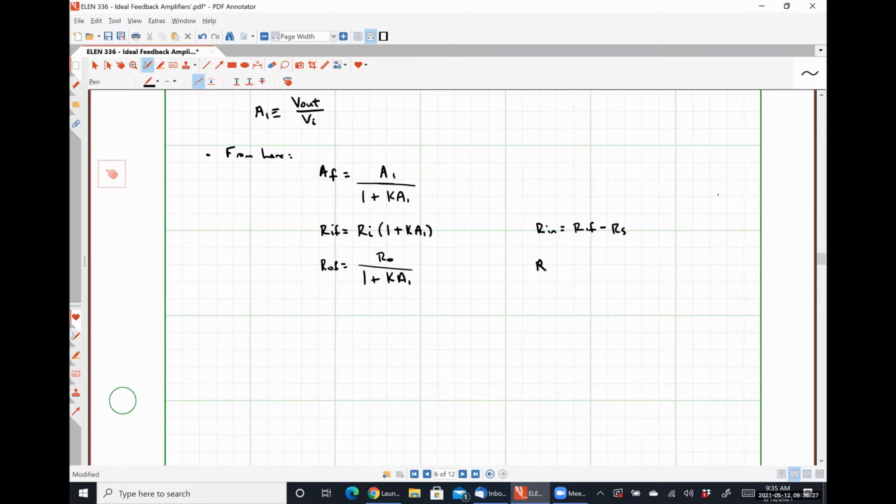And similarly, we can say that Rout, which is just our output resistance not including the load, is going to be 1 over ROF minus 1 over RL, to the -1 power. So it's getting rid of that parallel load resistance.